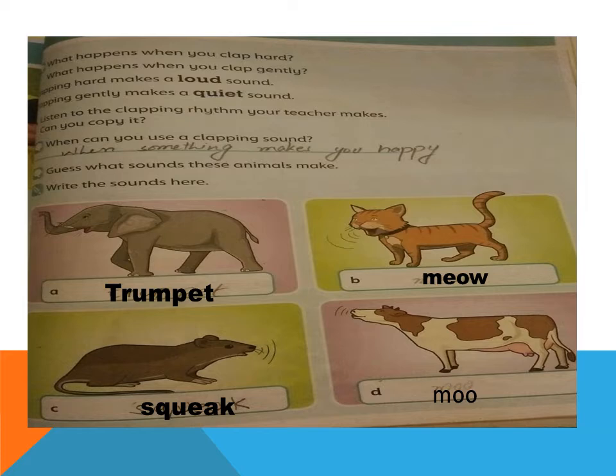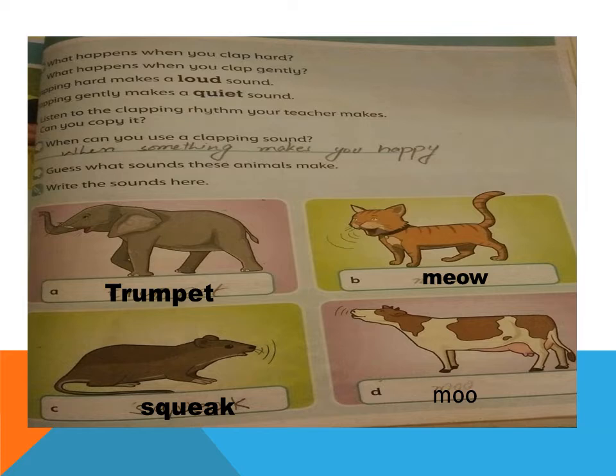They're asking some questions. What happens when you clap hard? Clap hard, everyone. Okay, when we clap hard, you make a loud sound. Did you make a loud sound or a quiet sound? Yes, you made a loud sound. What happens when you clap gently? Everybody, please clap gently. Yes, when you clap gently, you make a quiet sound. Clapping hard makes a loud sound. Clapping gently makes a quiet sound.